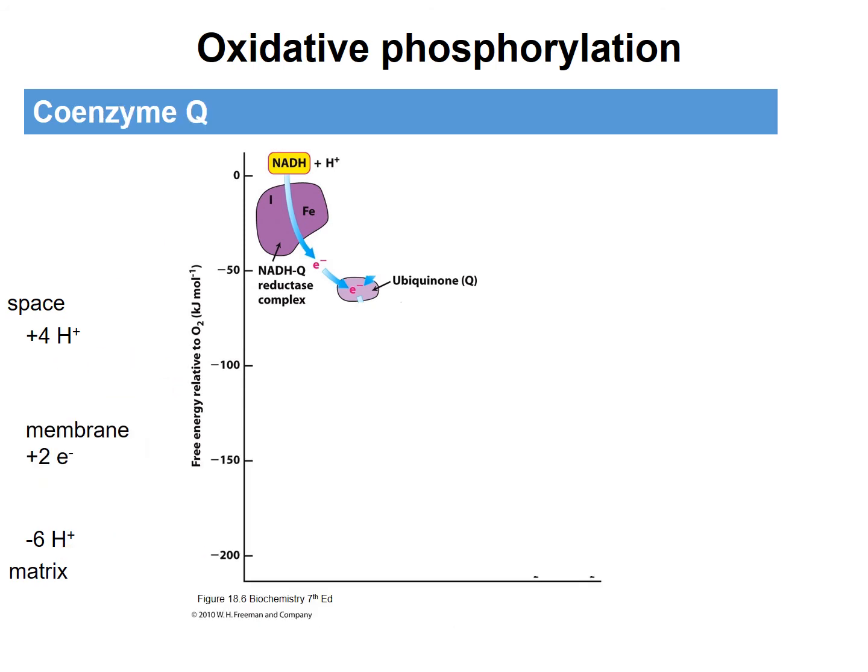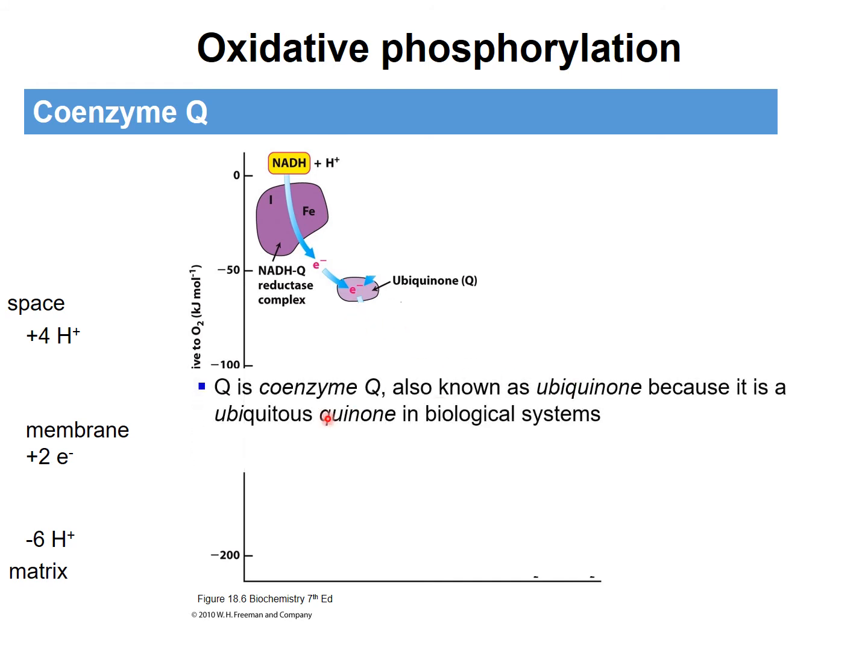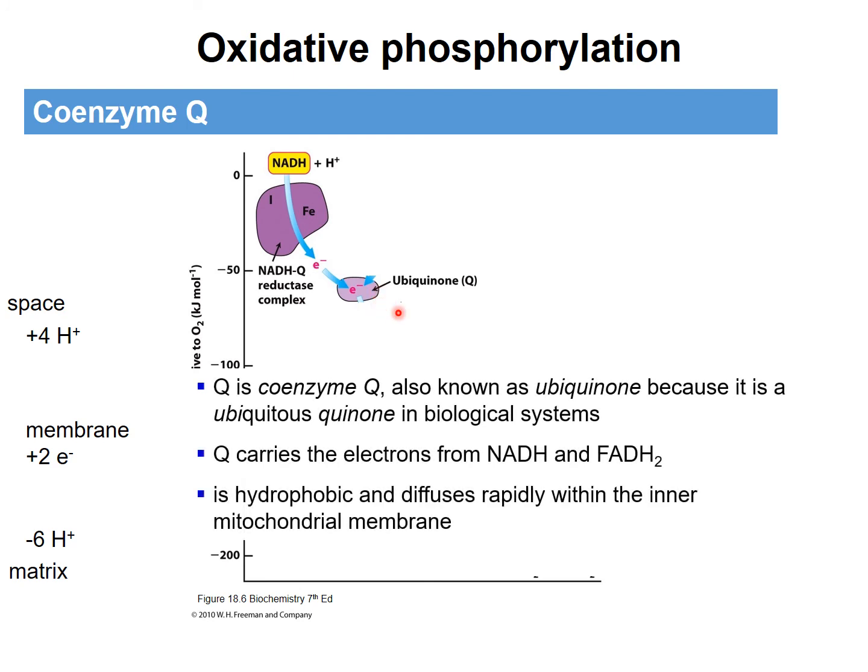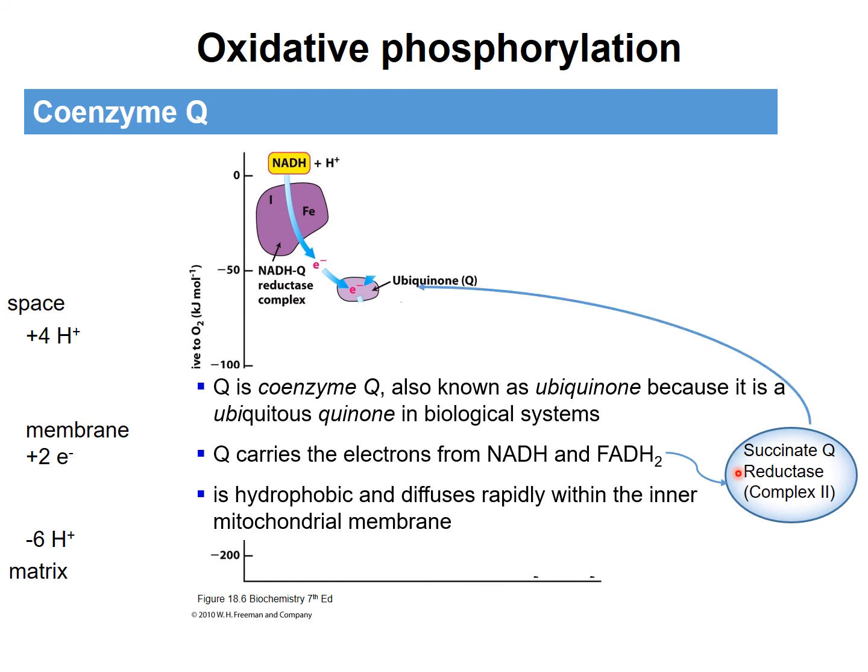Okay, now the electrons are with coenzyme Q, which is also known as ubiquinone, because it is ubiquitous, or commonly found in many species. And again, as I mentioned, ubiquinone is a hydrophobic molecule, which allows it to diffuse very rapidly in the inner membrane of the mitochondria. Now, here's the thing. For ubiquinone to receive the electrons from FADH2, they must first go through complex number 2. So FADH2 will first donate electrons to complex number 2 before they can be transferred to ubiquinone.